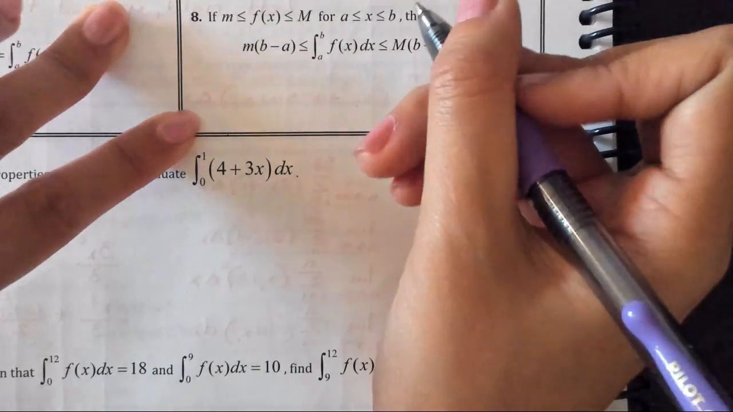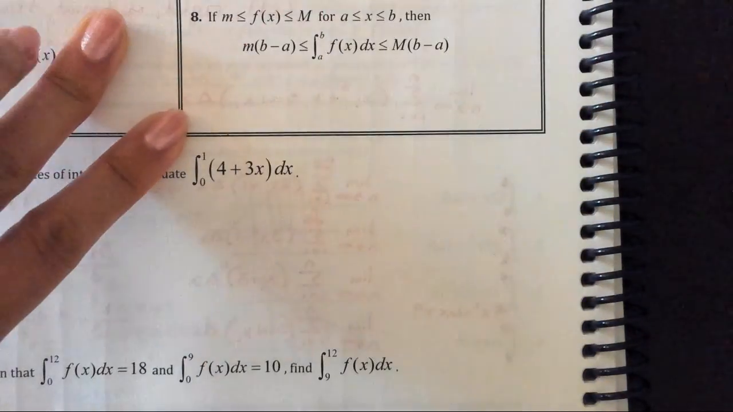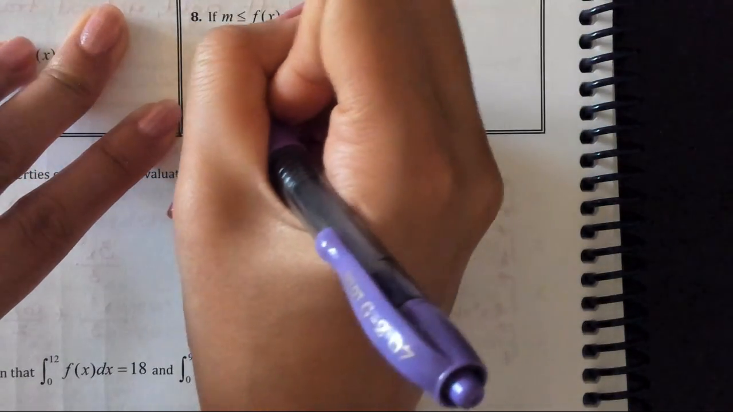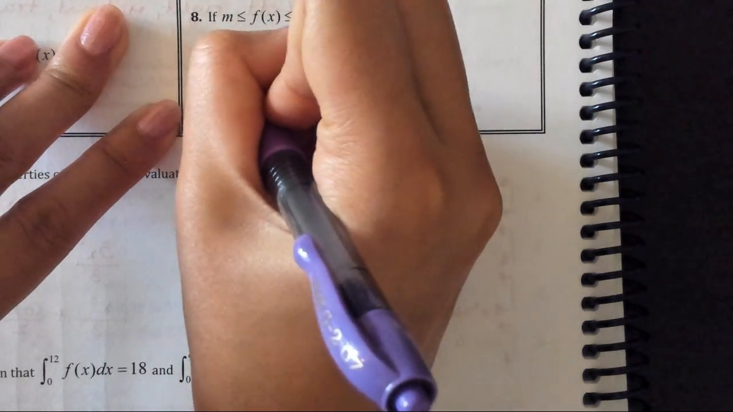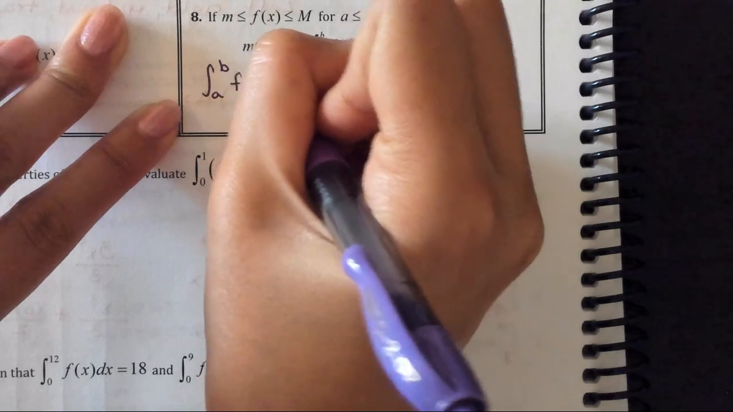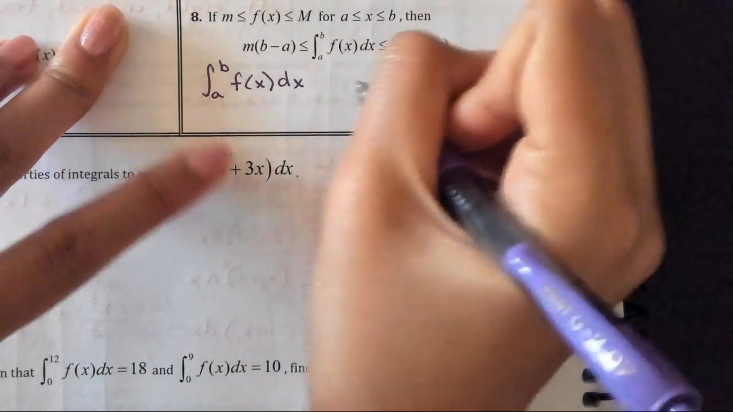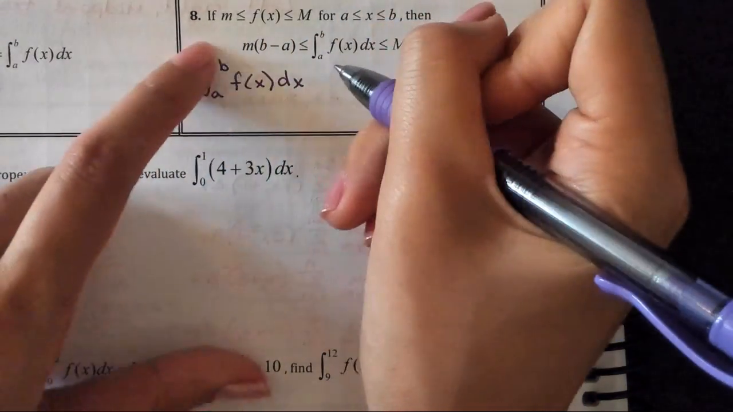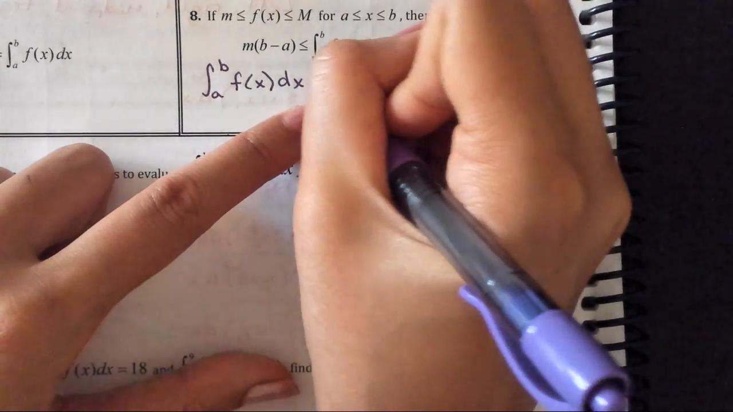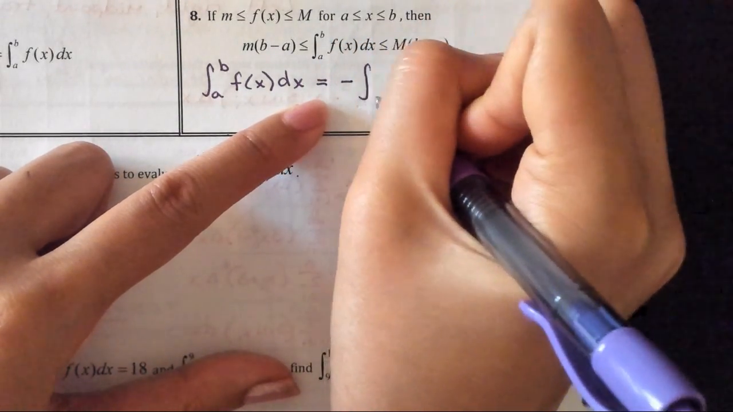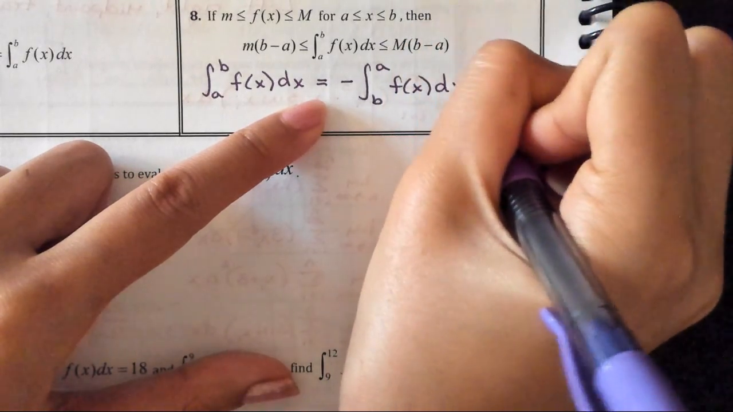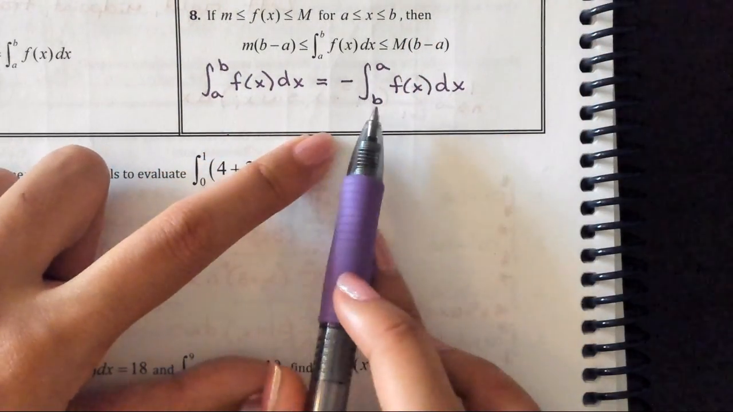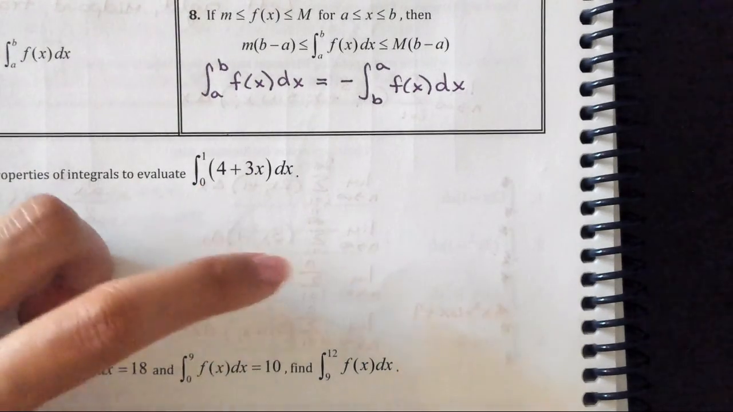Don't forget here that there's another rule that I'd like you to remember. If you want to flip the a and b in the integral from a to b of f of x dx, it equals negative the integral from b to a of f of x dx. Okay, so if you want to go backwards, then it's negative.